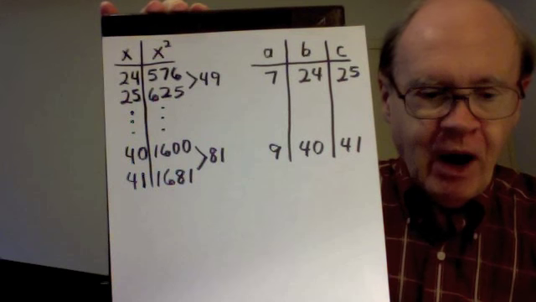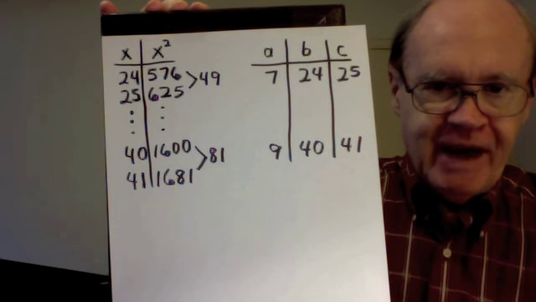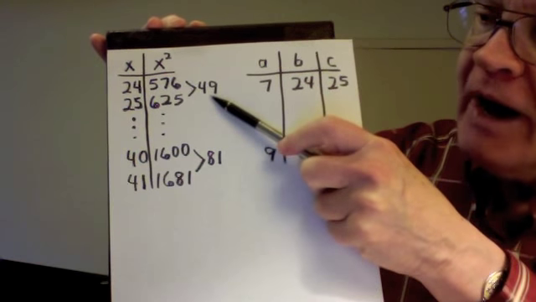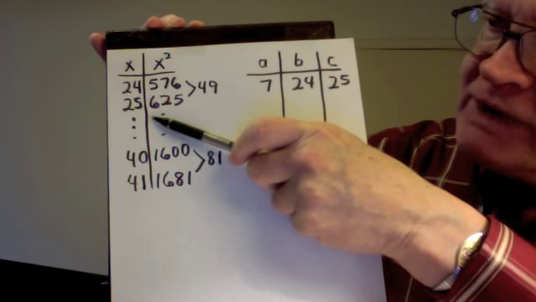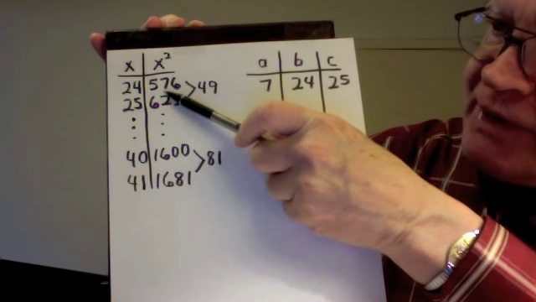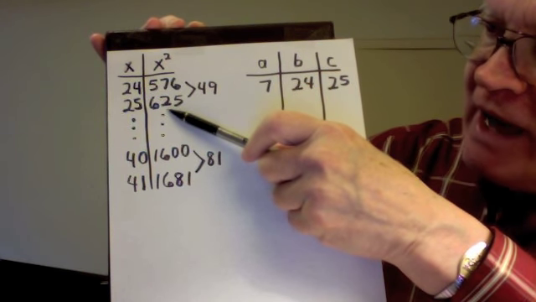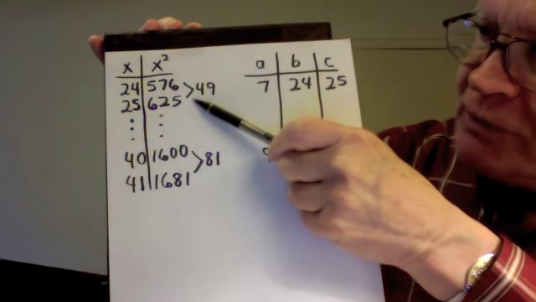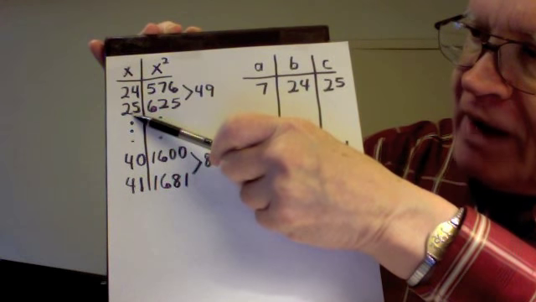If we continue our x squared table further, the next square number we come to in the differences column is 49, and here is that portion of the table. This gives us the addition fact: 49 plus 576 equals 625. That gives us the ABC group 7, which is the square root of 49, 24, 25.